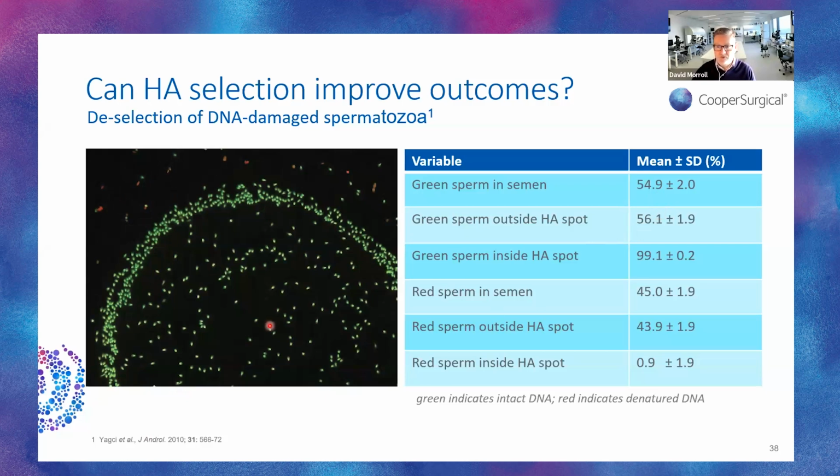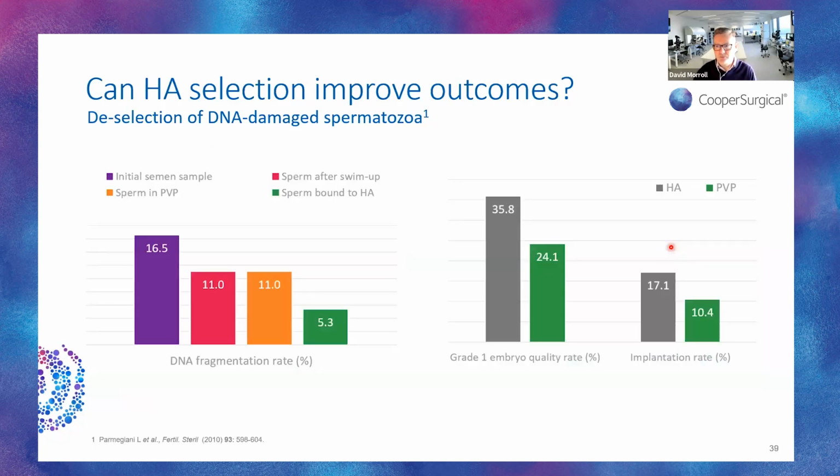If you look inside the dot of hyaluronan, where the sperm are binding, what you can see is that 99.1% of the sperm are DNA intact. So you are drastically reducing the chance of picking a DNA damaged sperm if they're bound to hyaluronan on a PIXI dish. So does that translate into better outcomes?